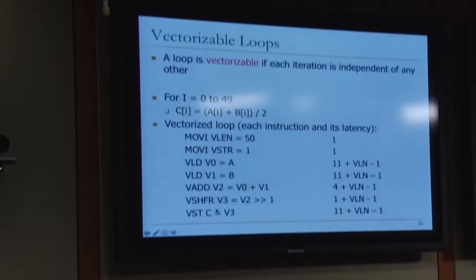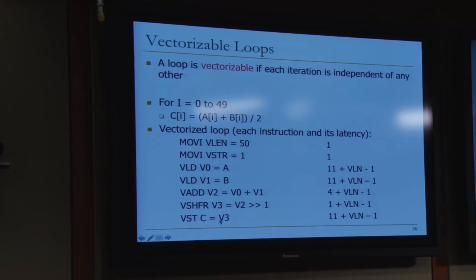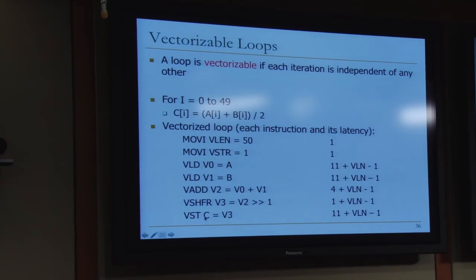The second vector load is the same thing. You load B into the vector register, the consecutive elements starting from B, vector length. And the memory system will do it automatically using the stride. And then you do a vector add, vector register 0 plus vector register 1, and store the result into vector register 2. Then vector register 2 gets shifted by 1, and the result is stored into vector register 3. And then you store vector register 3 starting from memory address C.